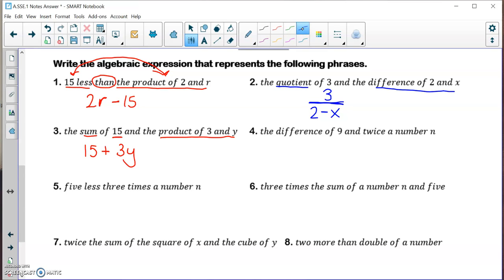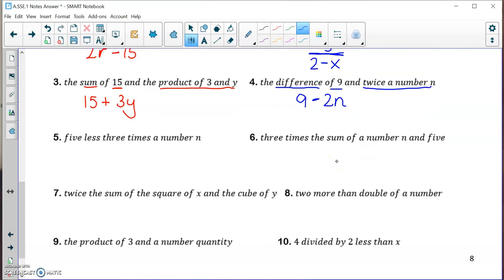Number 4. The difference of 9 and twice a number n. I do not see the word than or from in there, so it goes exactly how it's read. So difference is subtraction, and I start with a 9, and then I do the minus. And then twice a number n means 2 times n. It's just a 2n. I don't need the multiplication symbol in there. If you don't have a multiplication symbol between a number and a variable, that is just multiplication.